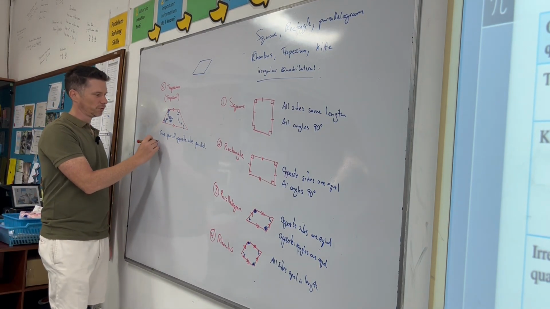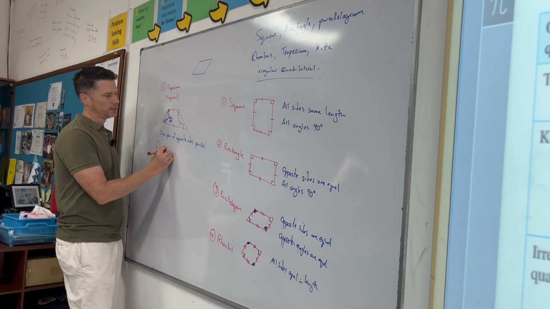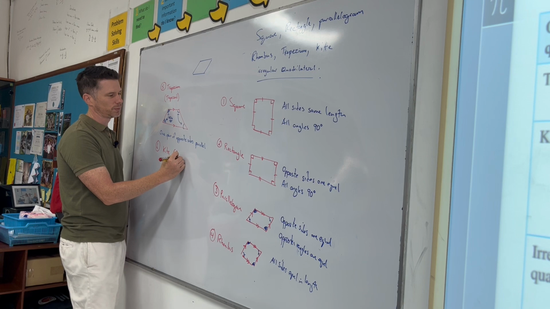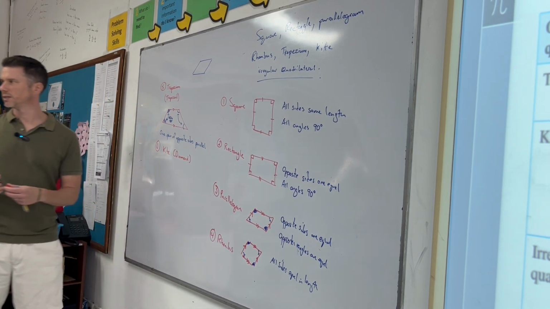And the last one that we're going to write a note about is a kite. It's like a diamond as well. Some people use diamond. But this is the mathematical term, kite.